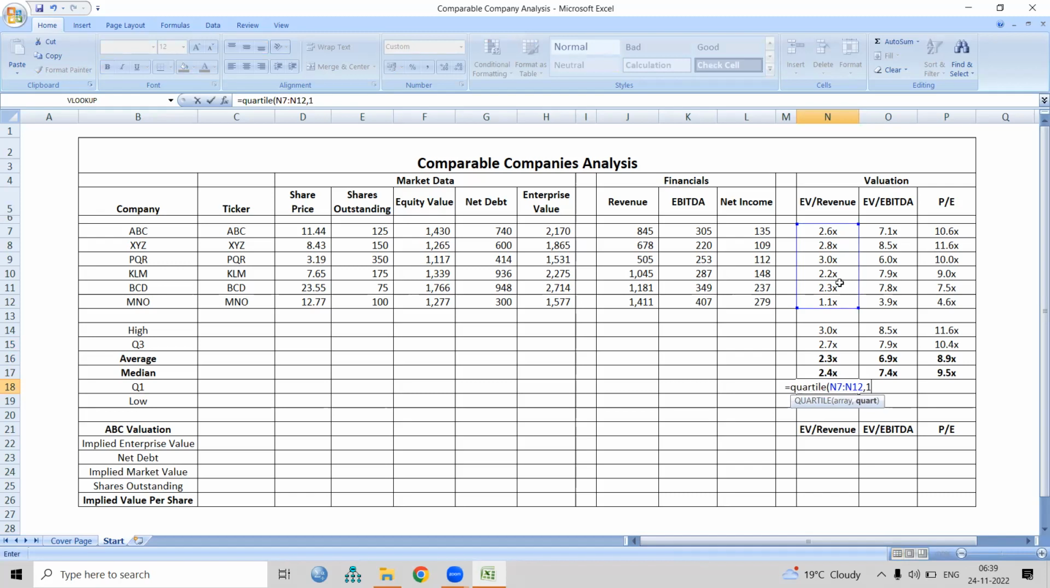So let's use the number here. Number 1 stands for the 25th term. Close the bracket, enter. So we also have got the 25th term for all the 3 cases.